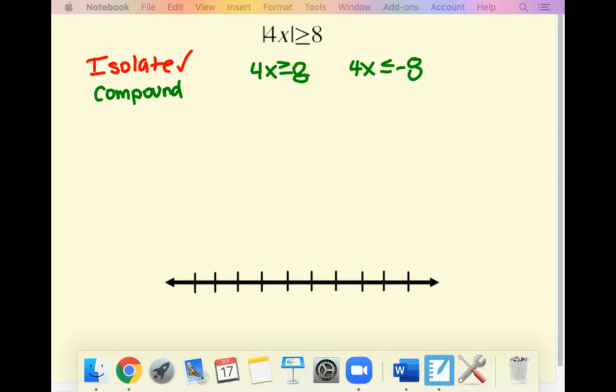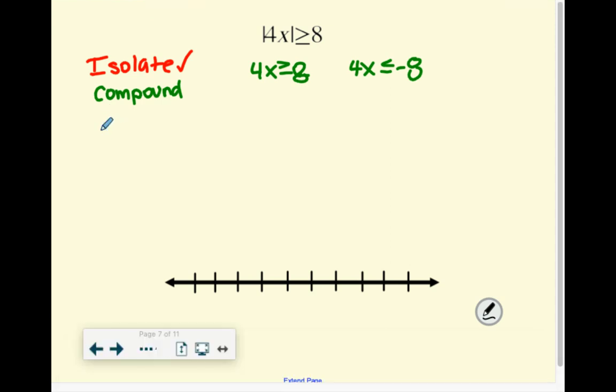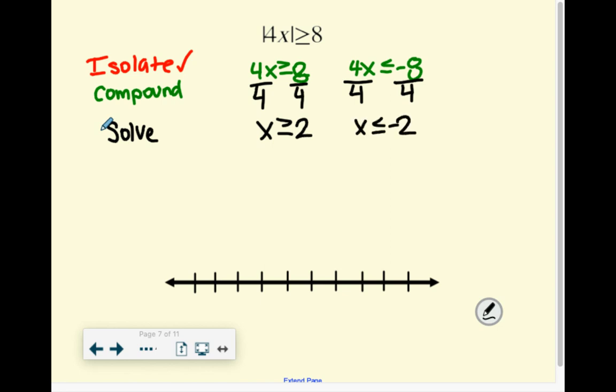And now we are going to divide by 4 on both sides to start solving these. Okay, remember when I put that -8 up there, I switched the symbol because I switched the sign. Divide by 4, divide by 4. Everything's getting divided by 4. X is greater than or equal to 8 divided by 4 is 2. X is less than or equal to -8 divided by 4 is -2.